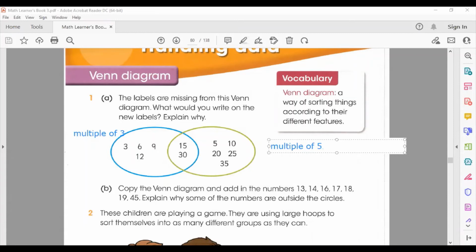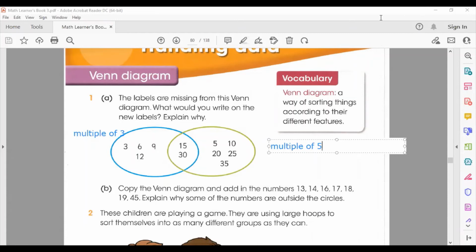So you can make the heading by yourself. So this is proper. You can also write this. And what about the center? This is the intersection, multiples of 15, 5.